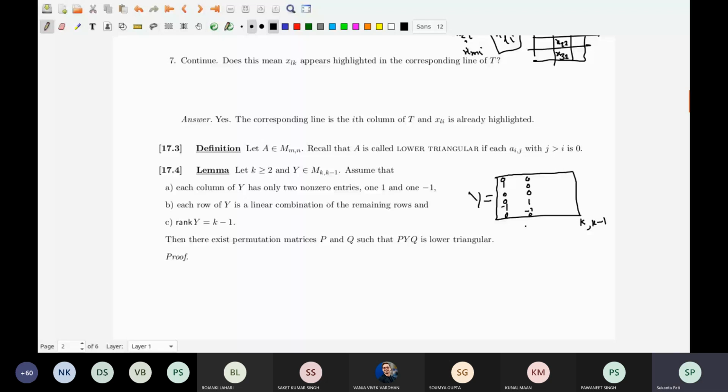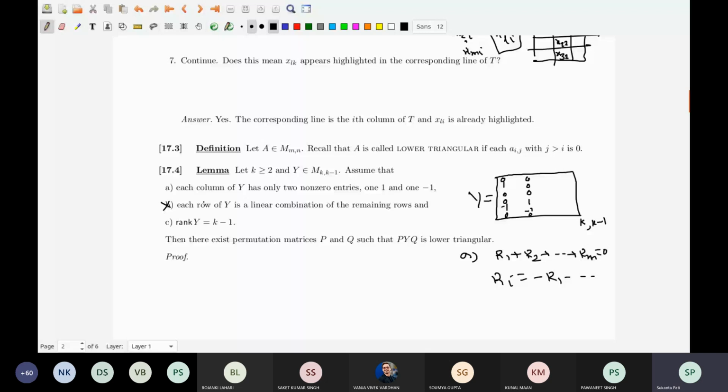Actually, that is not necessary, because from the first one, from A itself, what you know is that R1 plus R2, R1 being row 1, plus up to Rm is equal to 0. Therefore, the ith row is minus R1 minus the rest, so it is a linear combination of the rest of the rows. So each row is a linear combination of the remaining rows. So that is maybe not necessary. It is following from this. And rank of y is k minus 1. That is given. Okay, so these are the two things given, A and C.